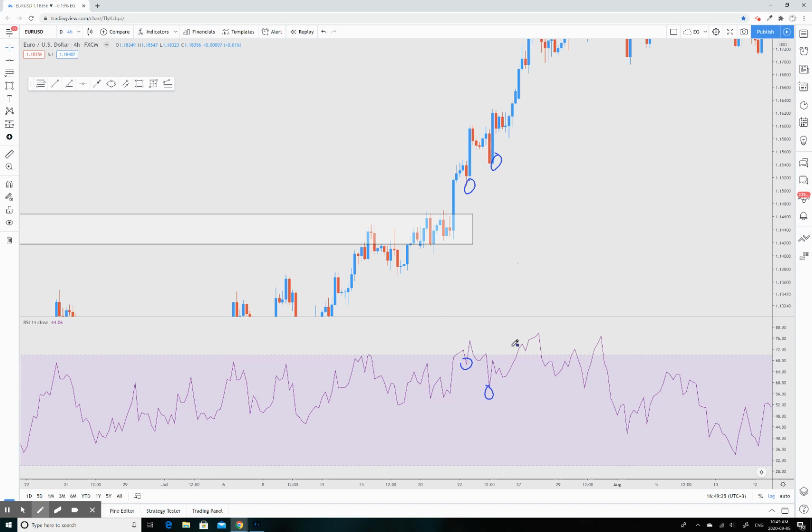Obviously, I wish we had gotten a textbook space to show you. That would have been awesome. But that doesn't always happen. I can't make it happen. If we went to the 15-minute, you might see it, but it's better to use the 4-hour chart for this, but that's what you're looking for when you're looking at hidden divergence.